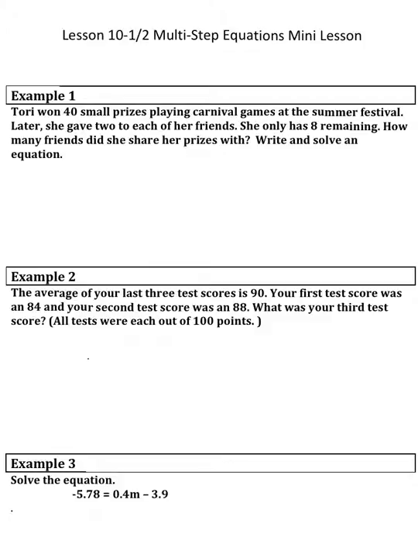Tori won 40 small prizes playing carnival games at the summer festival. Later, she gave 2 to each of her friends. She only has 8 remaining. How many friends did she share her prizes with? Write and solve an equation. So when I read the question, how many friends did she share her prizes with? I know that is my variable. I'm going to define F to stand for the number of friends.